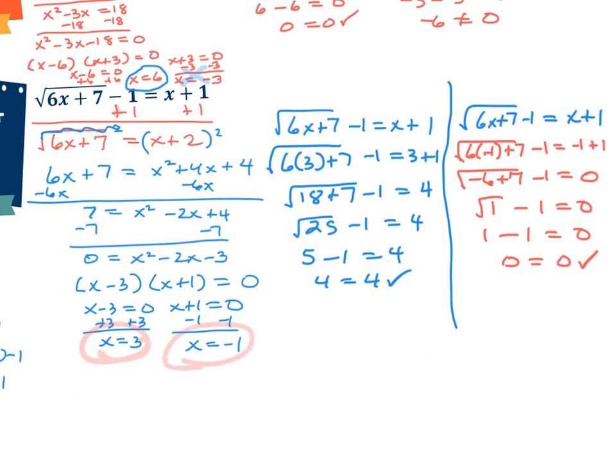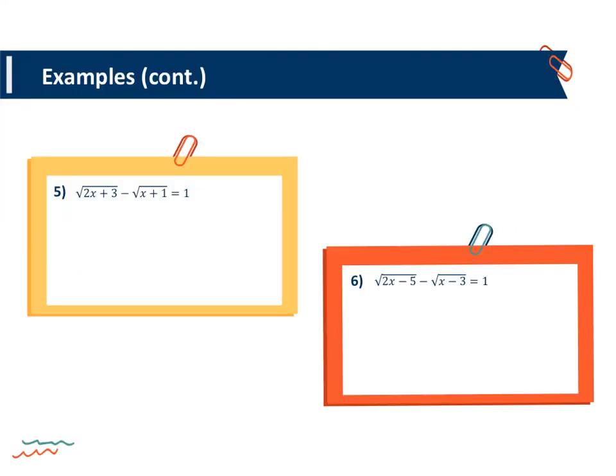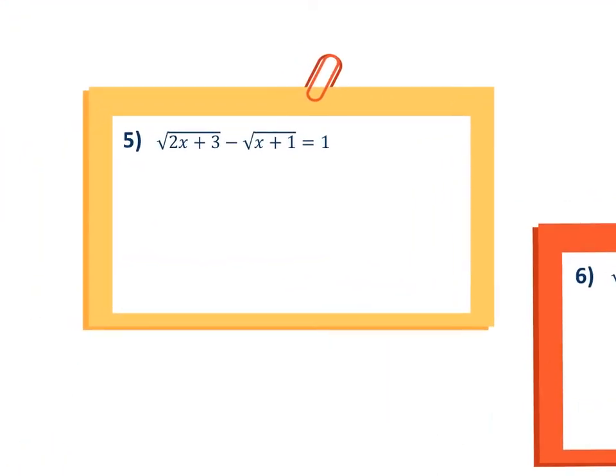So again, as you saw, just because the first one works doesn't mean the second one is automatically not a solution. So you must check everything. All right, the next 4 examples are a little complicated. We're actually going to do this squaring process twice because we're going to have 2 radicals that we need to eliminate. So let's try number 5.